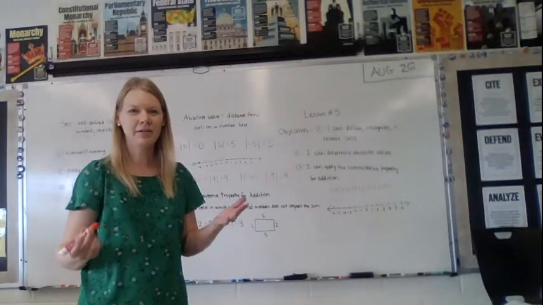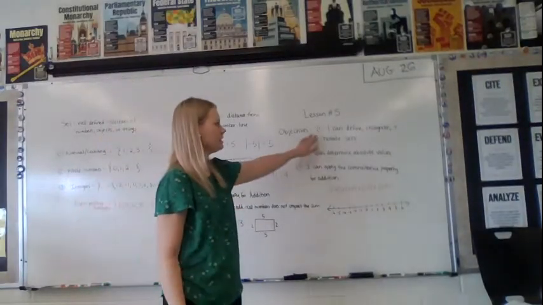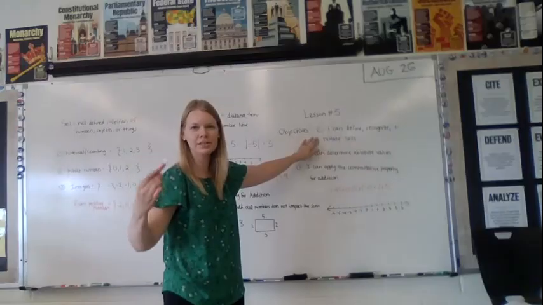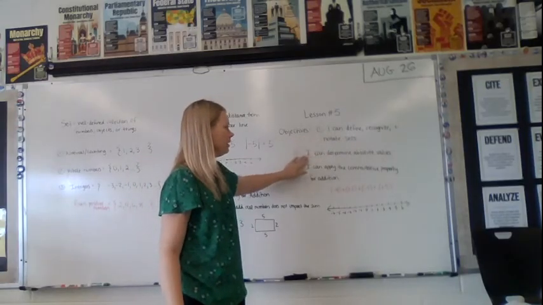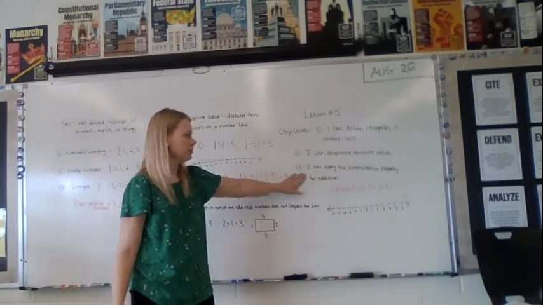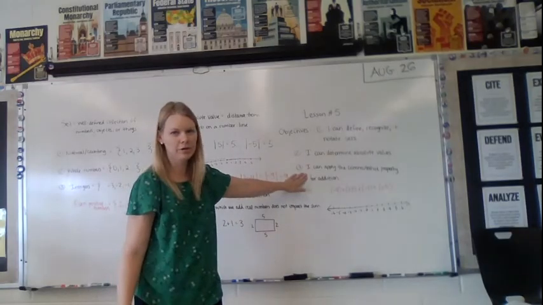So for lesson 5, we have 3 different objectives. The first is to be able to define, recognize, and notate sets, and in particular 3 specific sets, which we will talk about. The second is to be able to determine absolute values. And the third is to be able to apply the commutative property for addition.